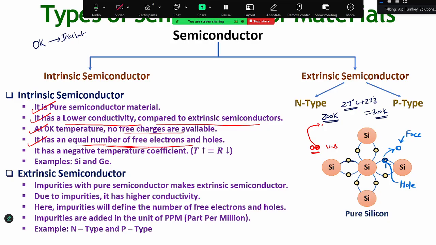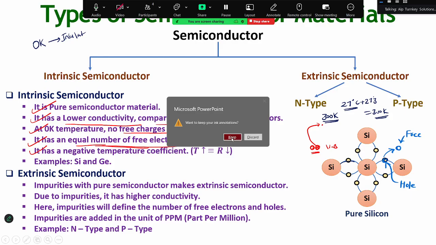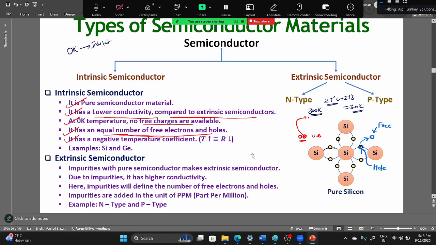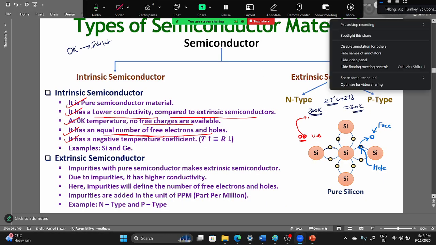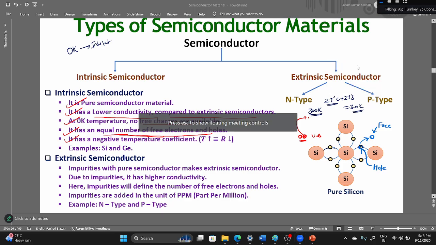Okay, and it has a negative temperature coefficient. What is negative temperature coefficient? It means as the temperature increases, resistance decreases, so the conductivity increases. Positive temperature coefficient means as the temperature increases, resistance increases. But our semiconductor has a negative temperature coefficient, which means as the temperature increases, resistance decreases, and that means the conductivity increases.